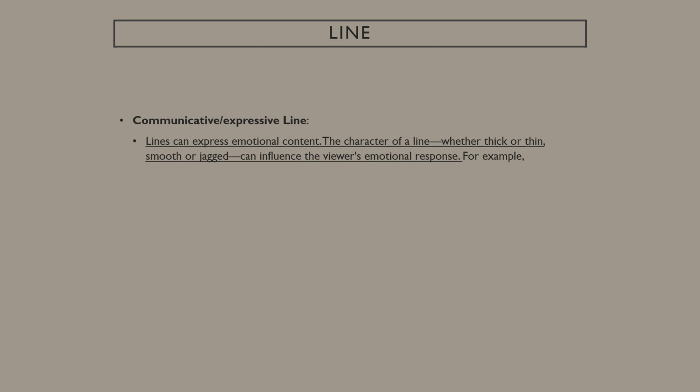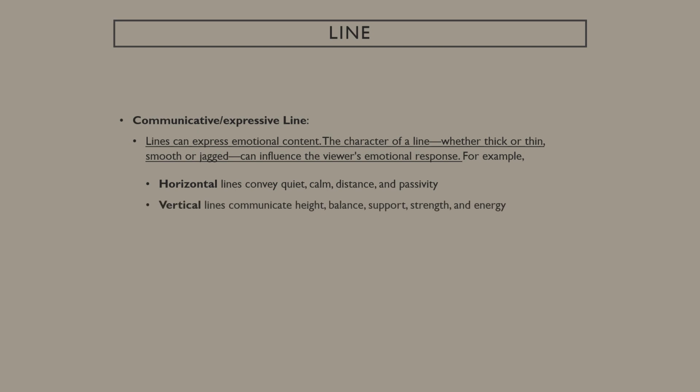I can't remember if I actually had one of those little sheets, a little breakdown of the emotional content of lines. But there's just some simple vocabulary here. So it's just horizontal lines tend to be quiet, calm. They convey distance and passivity. Vertical lines communicate height, balance, support, strength, and energy. It's upward, it's active.